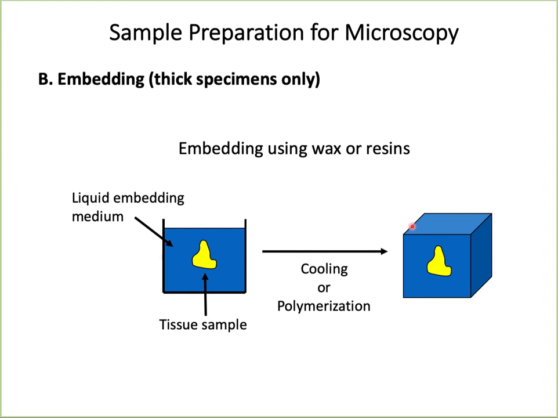Most biological tissue samples are too soft or flimsy to section, so you have to fortify or embed them. To do this, first you put your samples into some kind of liquid embedding material, such as molten wax, commonly paraffin, or a liquid polymer or plastic. And after either cooling of the wax or paraffin or polymerizing of the plastic, you end up with a solid block containing the specimen to be sectioned.